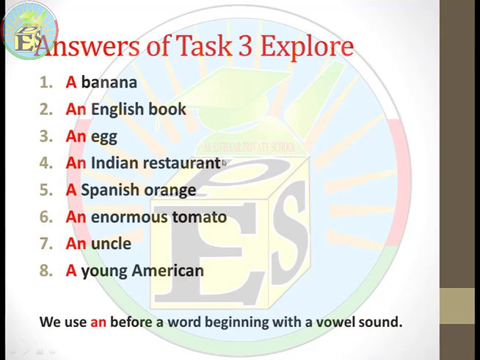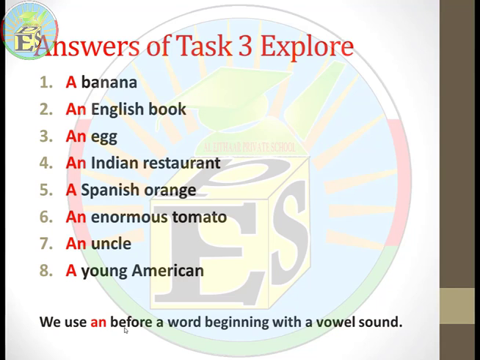And in this task we were asked to write what is the rule. So the rule is that we use an, it's right here, this is the rule. If you don't have a space, you can write it in your notebooks. So we use an before a word beginning with a vowel sound. Alright? We use an before a word or a noun beginning with a vowel sound. That's basically it for task number 3.